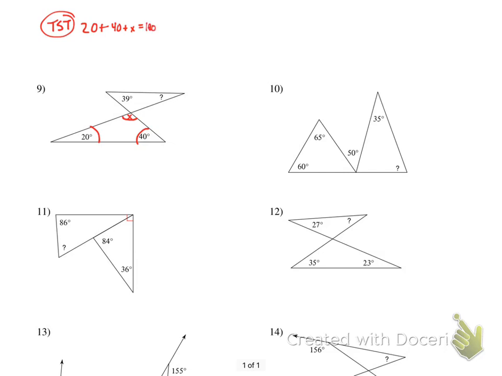And then you can use the vertical. Well, yeah, we'll do that here in just a second. So I got 20 and 40 is 60. So subtract the 60 from both sides. X is 120. Pretty straightforward. And I'll go ahead and write that in now. 120 degrees.